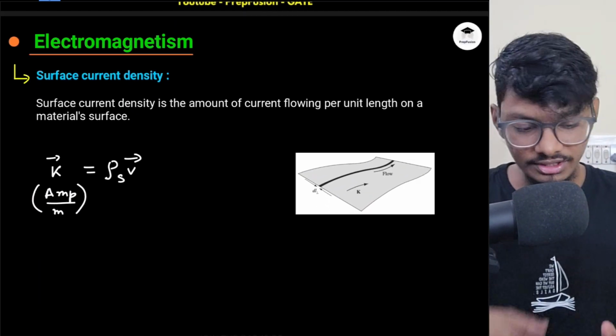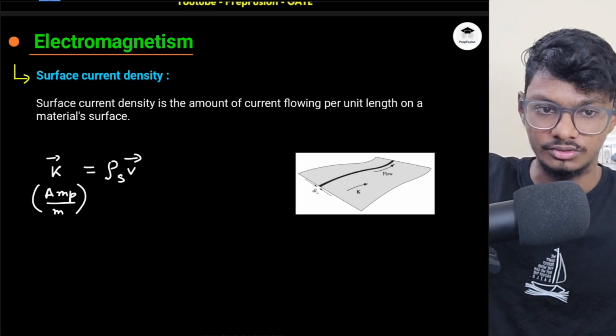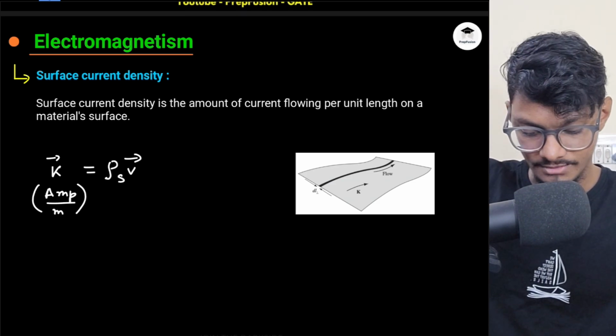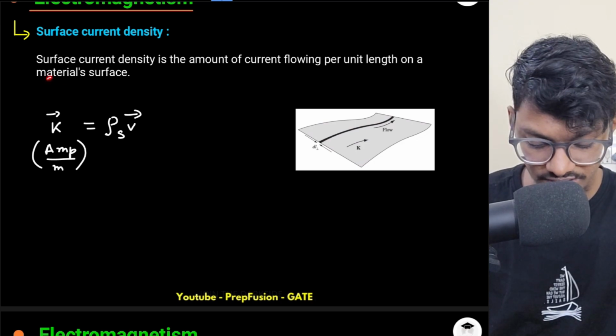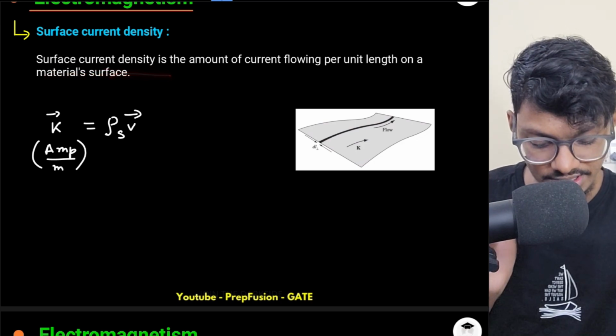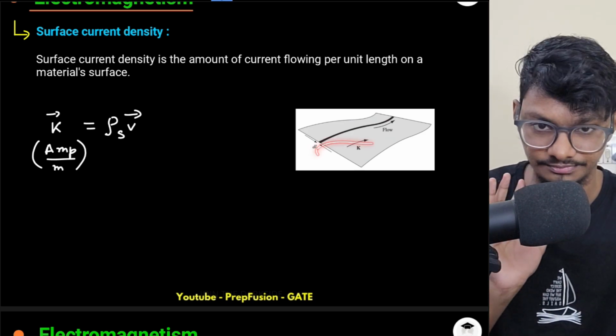Now there are a few terms that you should know. These terms will be used later on. I just wanted to explain a few terms. This is the first term, and this is the most important term. Other terms are not that important. One term is surface current density. Surface current density is the amount of current per unit length on a material's surface.